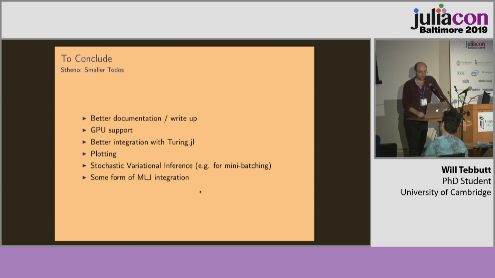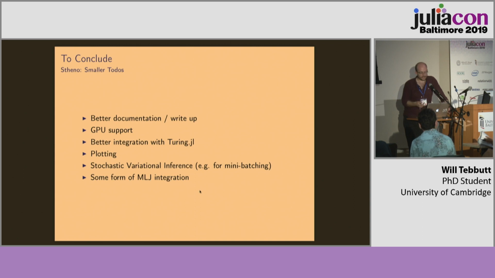So there's a bunch of things I need to do, hopefully with some collaboration at some point. Loads of documentation, GPU support. I don't think that should be too hard. The GPU ecosystem's looking pretty good now. Better integration with Turing. Hopefully I'll get some help there. Plotting, I suppressed all the plotting code here. It's currently really ugly just because I don't know how to write plot recipes. So if anyone wants to do that, that'd be wonderful.